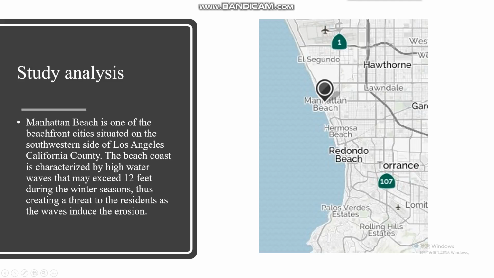Study analysis. So Manhattan Beach is one of the beachfront cities situated on the southwestern side of Los Angeles County, California. So the beach coast is characterized by high water waves that may exceed 12 feet during the winter season. That's weak, creating a threat to the residents as the waves induce the erosion. So the picture on the right shows the coastline of the Manhattan Beach all the way to the Hermosa Beach.